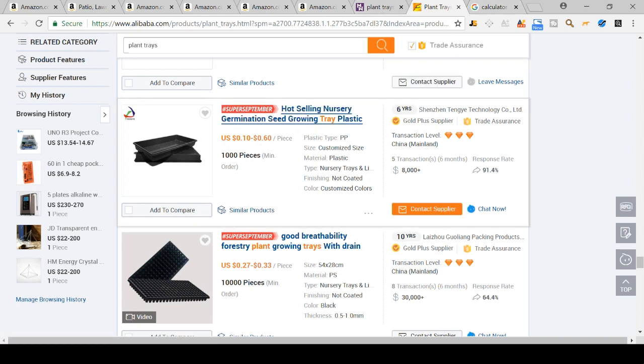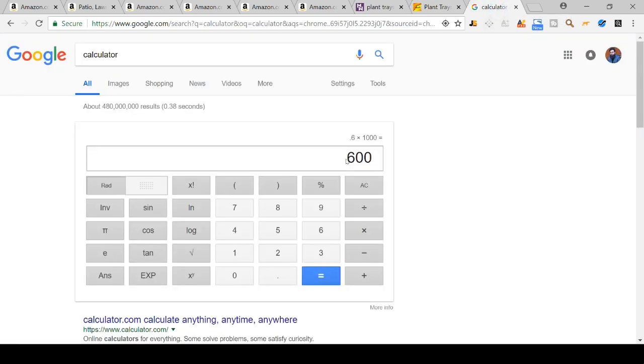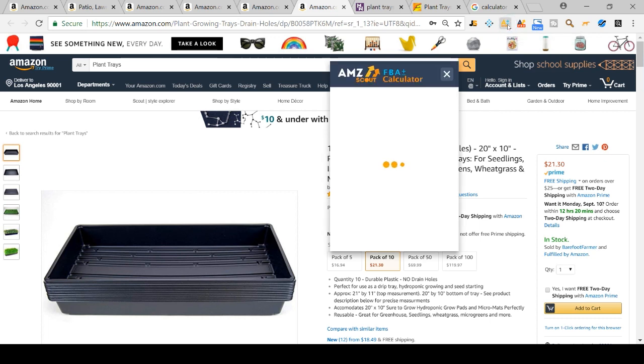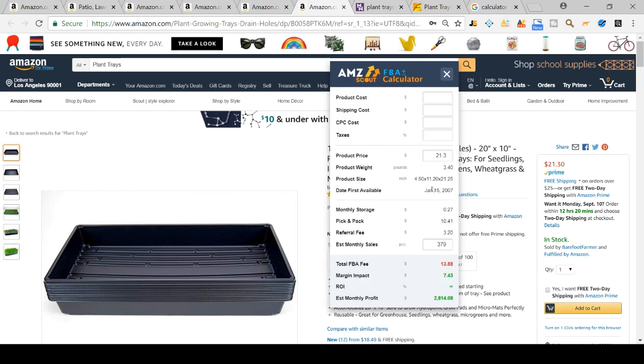And so if this person is giving us a tray for 60 cents and we happen to sell 10 per pack, so 0.6 times 10, our cost for one pack of 10 trays would be $6, and it is being sold for $21.30. So now what I will do is I will use the FBA calculator plugin, AMZ Scout FBA calculator. It's right here. I'm just going to click on this, and it's going to load for this particular product. So our cost for 10 trays is $6. Let's say we will add $2 more to the shipping, and this seller is selling for $21.30.